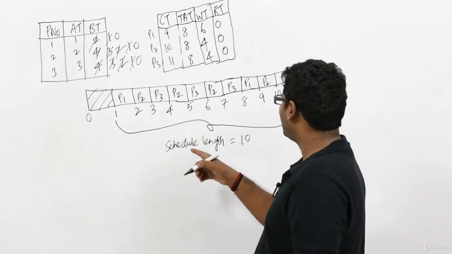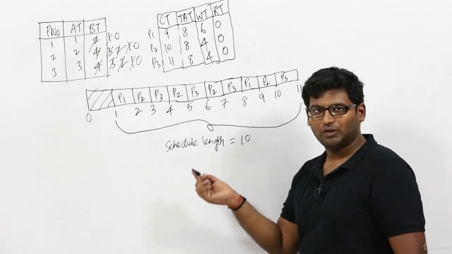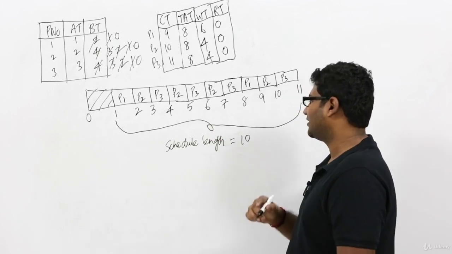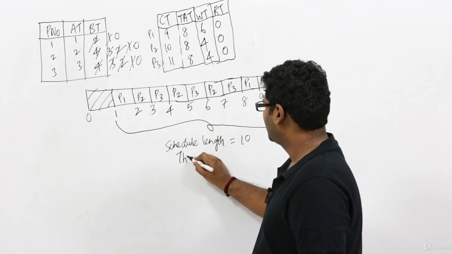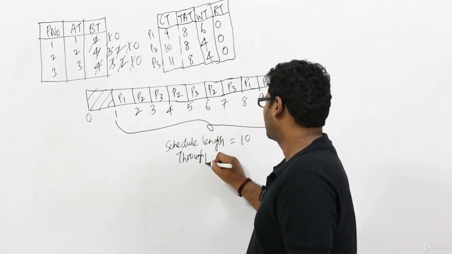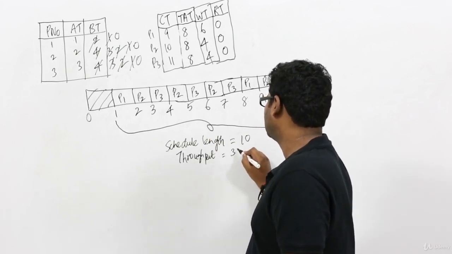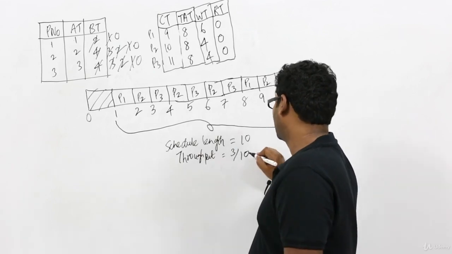Now what is the throughput? Throughput is nothing but 3 divided by 10, because the number of processes completed is 3 and the schedule length is 10. So throughput equals 3 by 10.